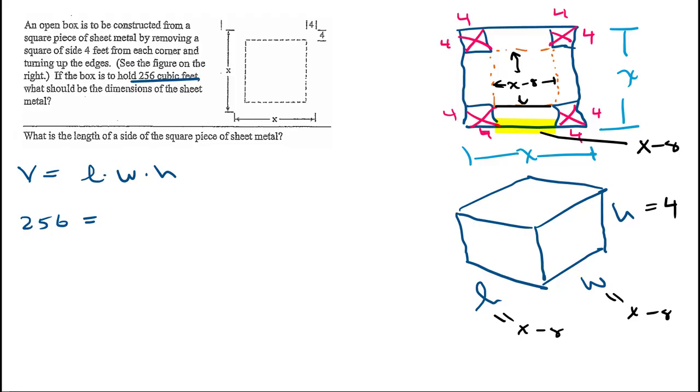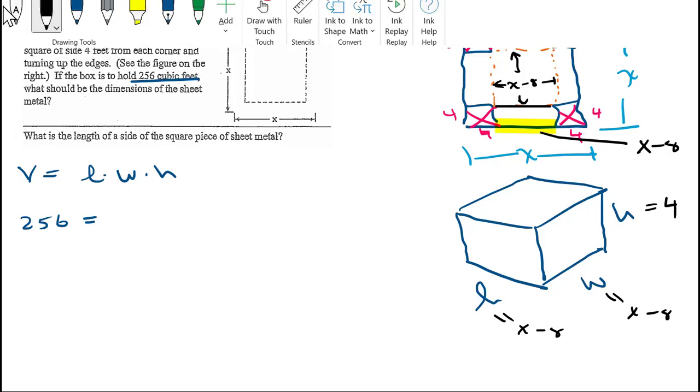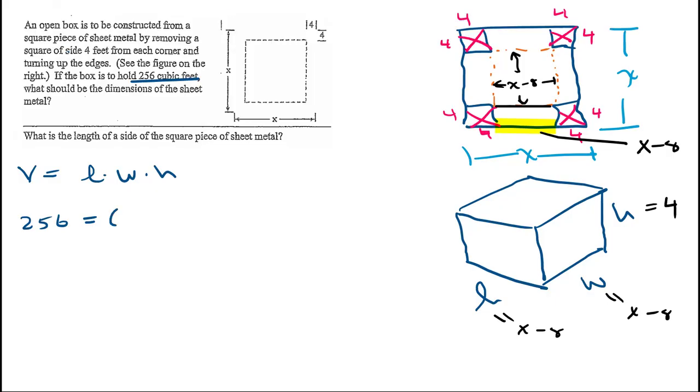Okay. This is the kicker part. This is the part where students just say, I have no idea. So now we have all that information. Now we can just put it into our formula. So X minus 8, X minus 8, and then times 4.